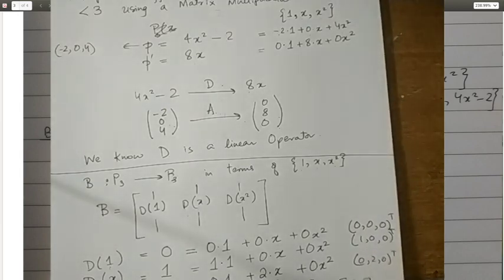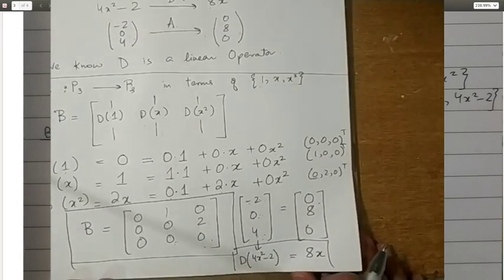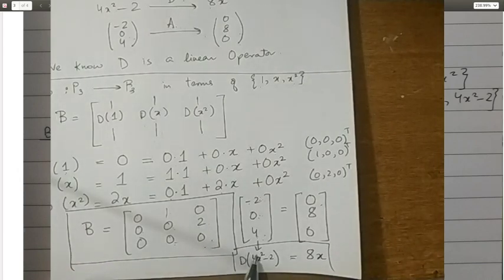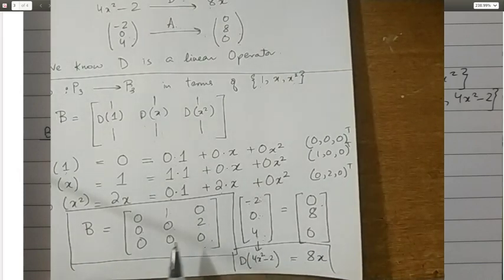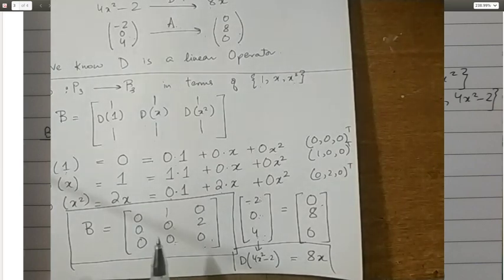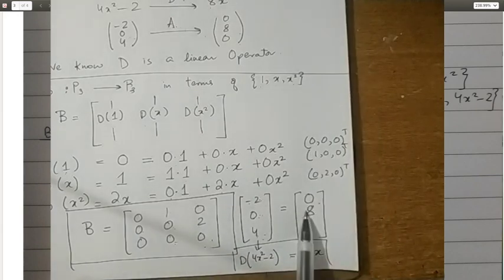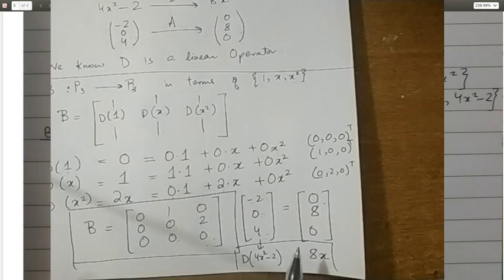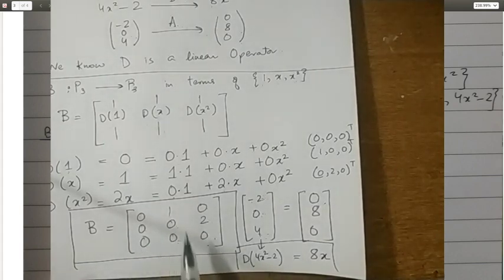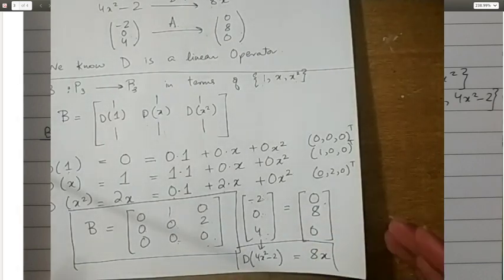You've converted differentiation into matrix multiplication. Sorry, this was all invisible. Let me just repeat what I said. This was the matrix that we found using this process, and if I multiply B with this vector, we get 0, 8, 0. Okay, so this is the matrix representing differentiation for polynomials of degree less than 3.